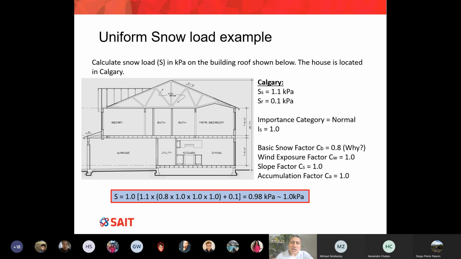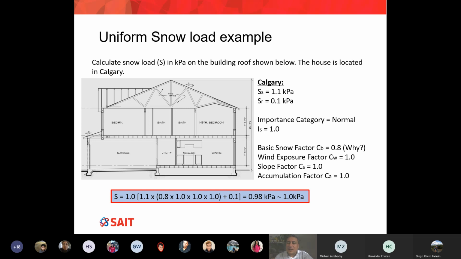So this house is located in Calgary, and because it's Calgary, you can pick from the table the climatic information, which is S sub S and S sub R. As you guys remember, I said I have done hundreds of buildings and structures in Calgary. So those numbers are here, 1.1 kPa and 0.1 kPa. Number 2, because it's a house, it has normal importance, which leads to I sub S equal to 1. And then I wrote here basic snow factor equal to 0.8.